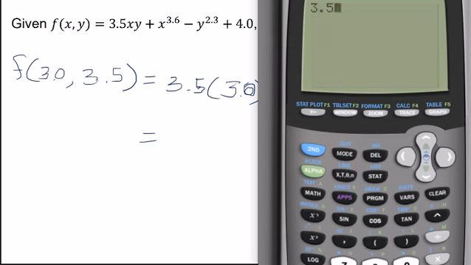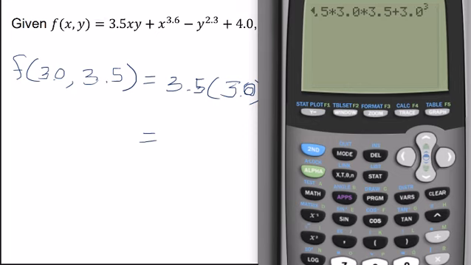Okay, so 3.5 times I have 3.0 times 3.5 again, and that's kind of blocked here, but that's what I showed you earlier, plus I have 3.0 to the power 3.5. So 3.0, the power button is right here, the caret symbol, to the power 3.5.